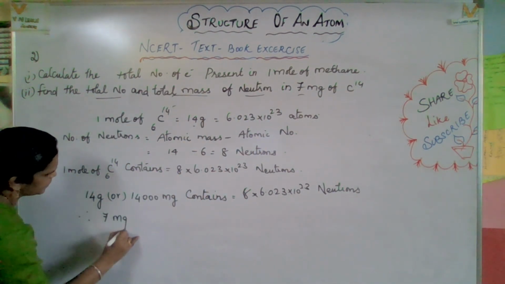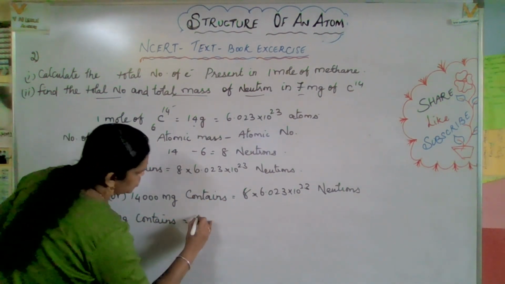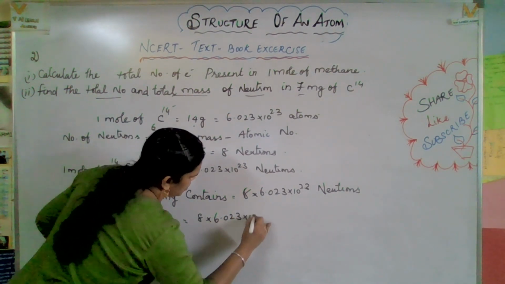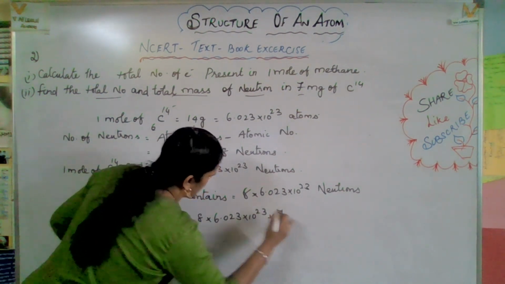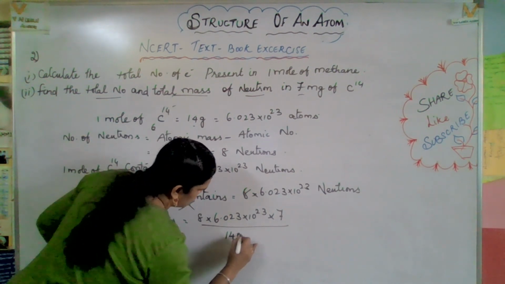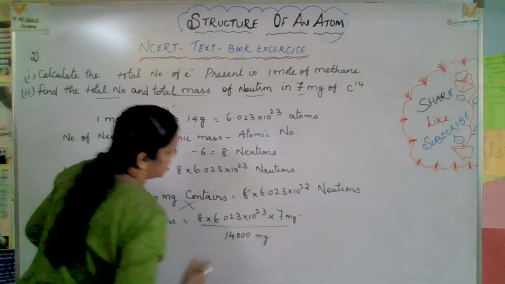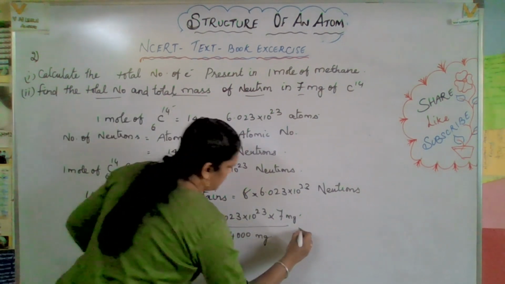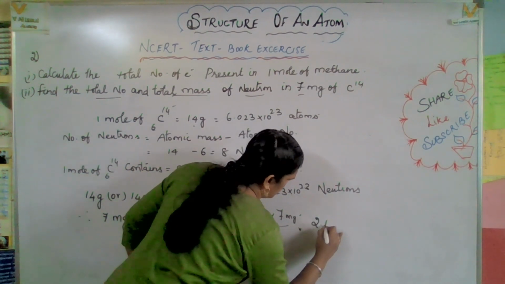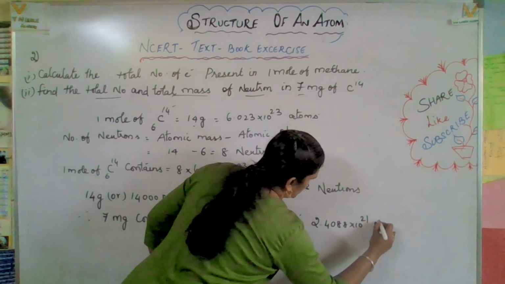Therefore, in the question, 7 milligram they are asking. 7 milligram contains how much neutron? So here 8 into 6.023 into 10 to the power of 23 into 7, cross multiplication in that way, divided by 14,000 milligram. Here milligram only, 7 milligram, here also milligram. That's what I purposely mentioned. Hope you're clear with that. Now what is the answer? Come on, let us check the answer. Here you will get 2.4088 into 10 to the power of 21 neutrons.